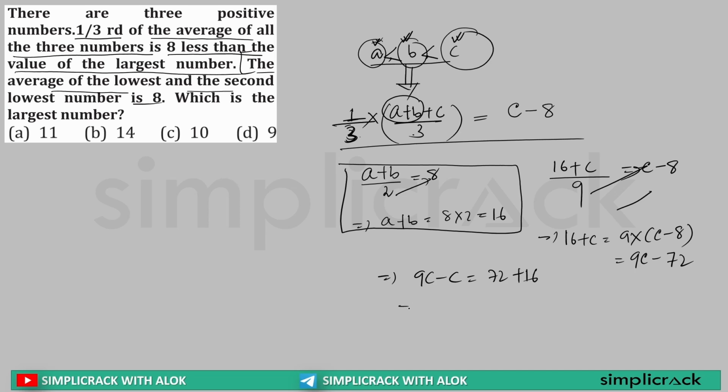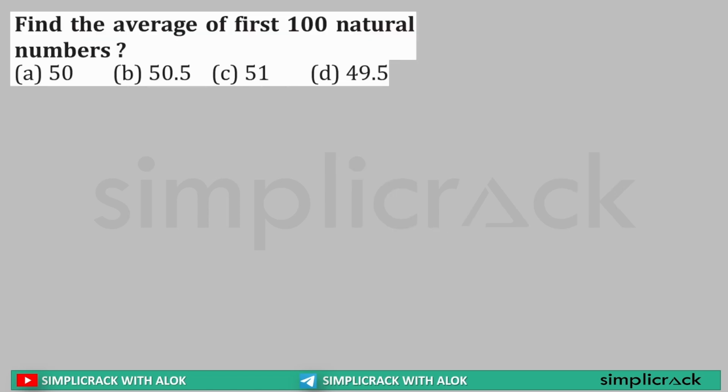Now, if I solve this, sir, 9C minus C is equal to 72 plus 16. Now sir, 9C minus C is equal to 8C. 72 plus 16 is equal to 88. So sir, C is equal to 88 by 8. And if I solve it, I will get 11 as the answer. Now sir, C is what? Sir, C is the largest number. So the answer is, sir, 11. Clear?